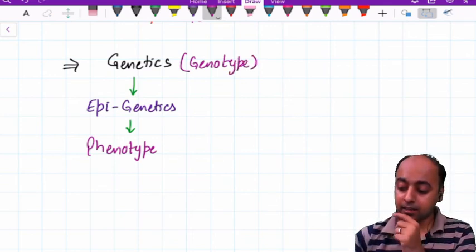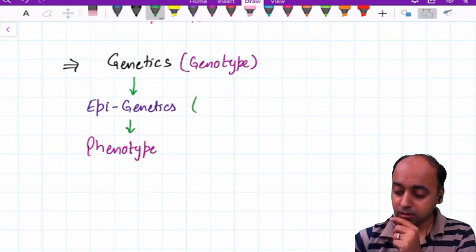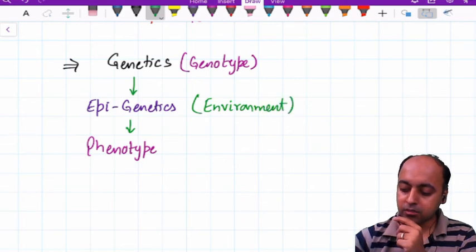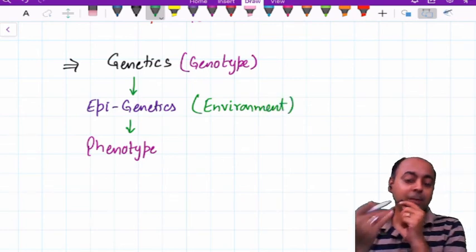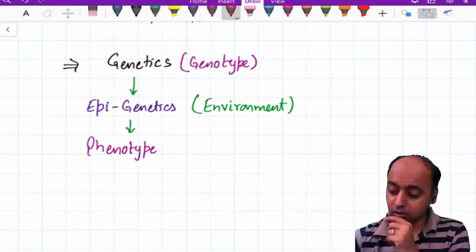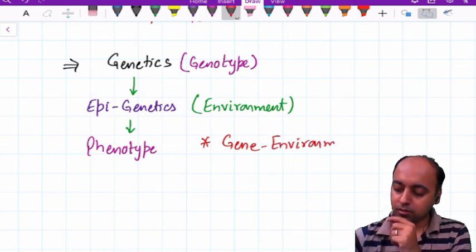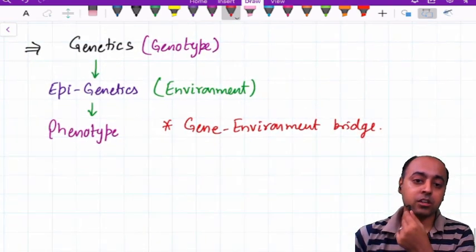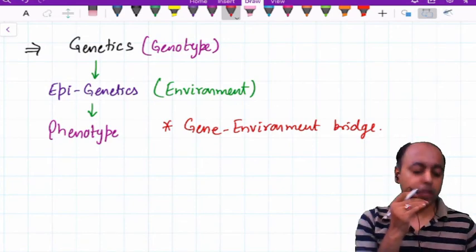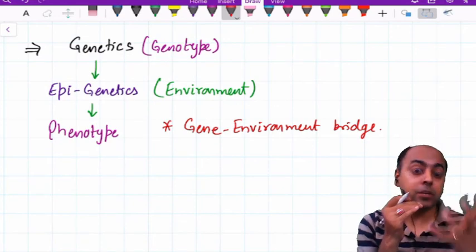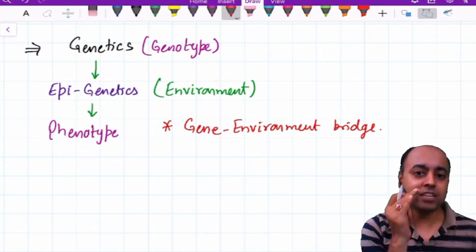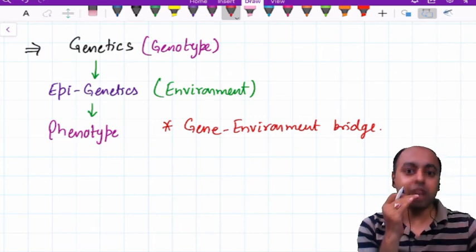Alright, and epigenetics is affected by the environment. Epigenetics is called the gene-environment bridge. Try to understand it in this manner. There are a lot of diseases where we say that multiple genes are involved in causation of disease. That is why we cannot predict easily at what time the disease will happen.